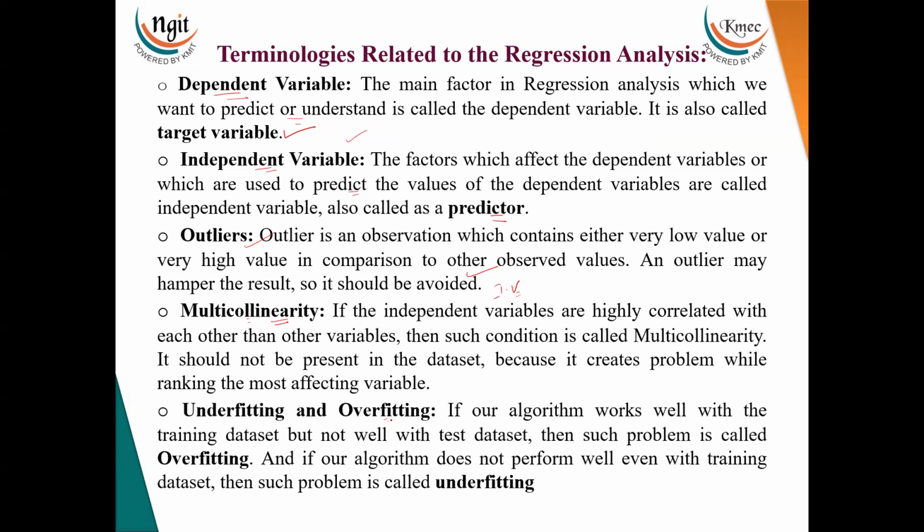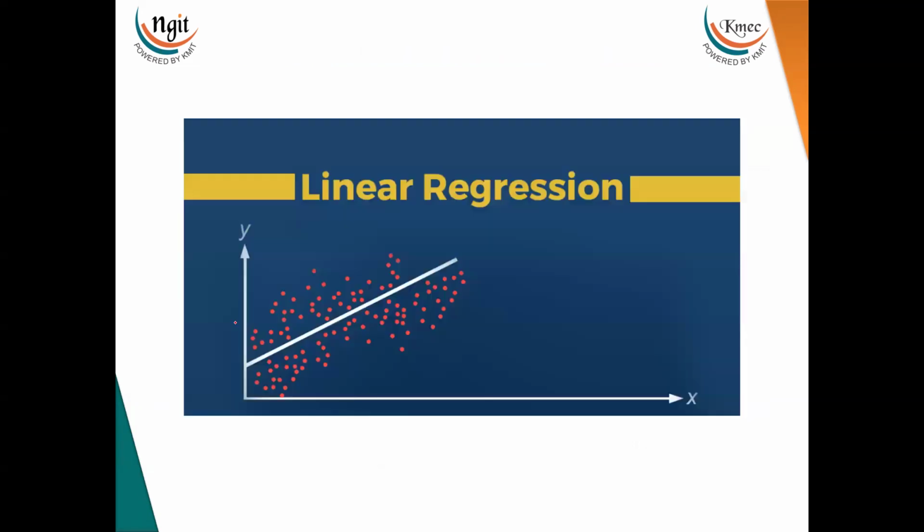Underfitting and overfitting. In the very first unit we discussed the main challenges we face. One of the challenges is underfitting and overfitting. If our algorithm works well with the training data set but does not generalize well with the test data set, then such a problem we call overfitting. And if our algorithm does not perform well even with the training data set, then such a problem is called underfitting. So these are some of the terminologies related to regression analysis.